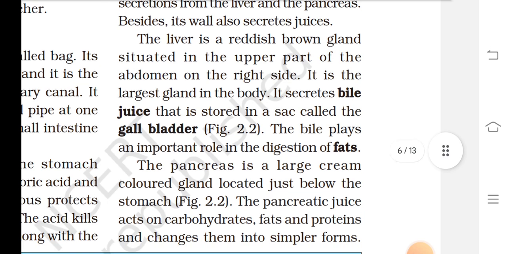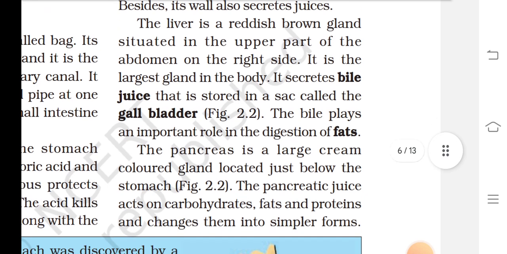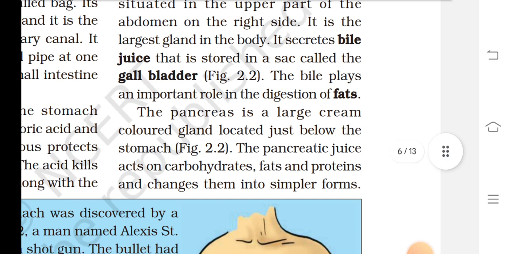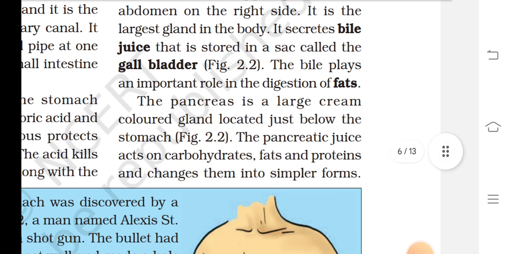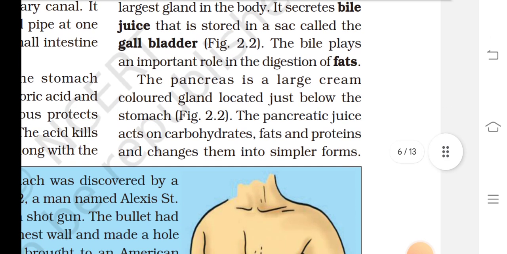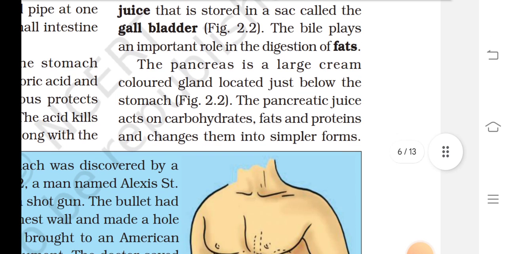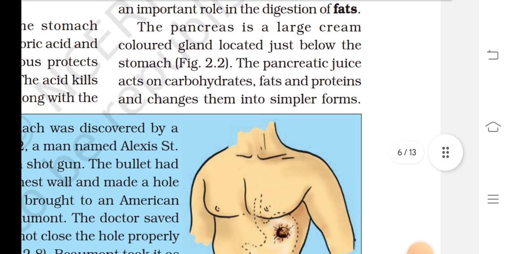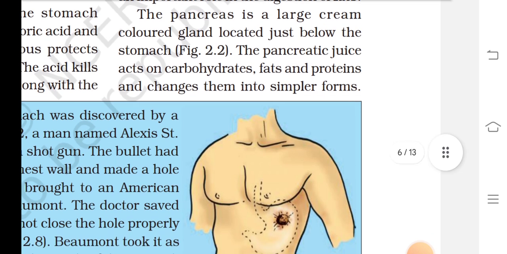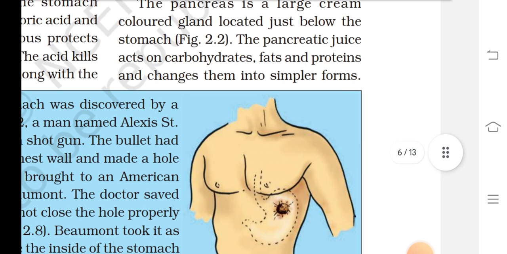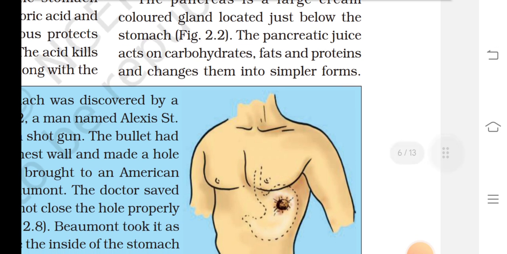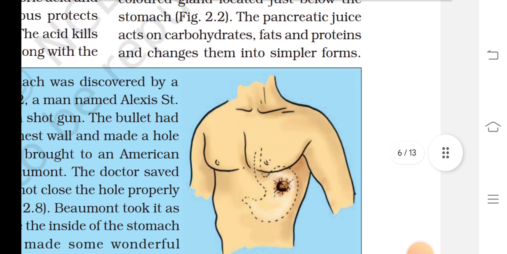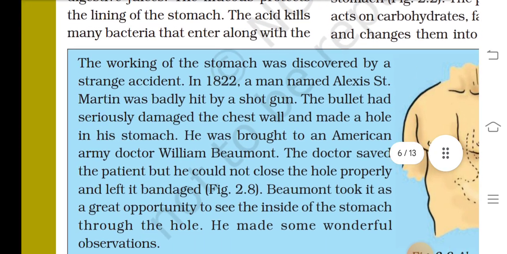The liver is a reddish brown gland situated in the upper part of the abdomen on the right side. It is the largest gland in the body. It secretes bile juice that is stored in a sac called the gallbladder. The bile plays an important role in the digestive tract. The pancreas is a large cream colored gland located just below the stomach. The pancreatic juice acts on carbohydrates, fats and proteins and changes them into simpler forms.